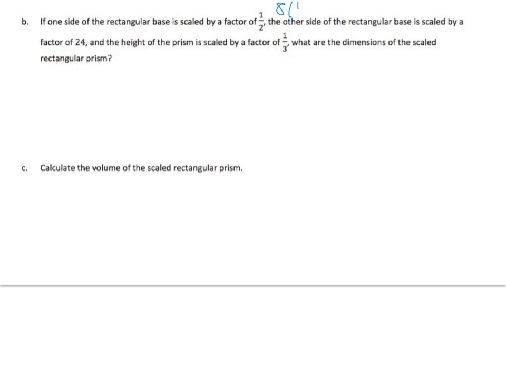8 times 1 half equals 4. The other side of the rectangular base is scaled by a factor of 24. So I'm going to do 1 times 24 equals 24. And the height of the prism is scaled by a factor of a third. So 12 times 1/3 equals 4.